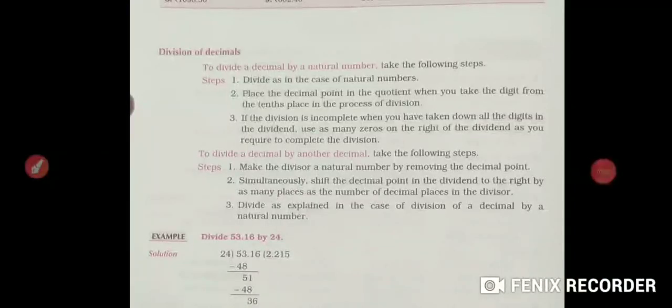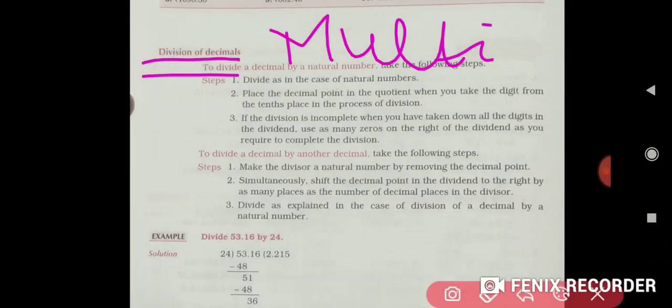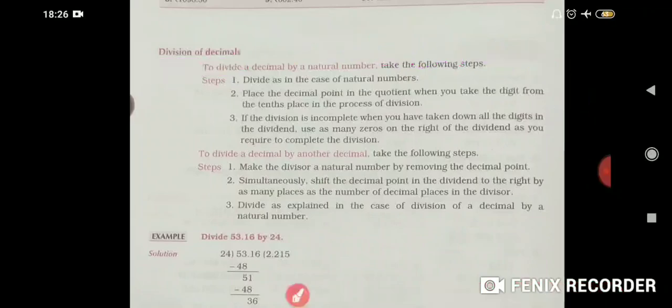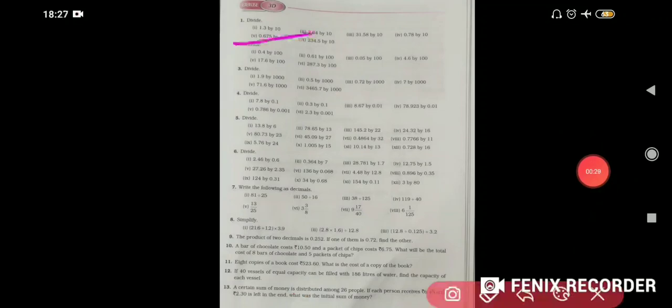Good morning students. Today I am going to teach you about division of decimals, that is, how we can divide decimals. In the previous exercise I taught you about multiplication of decimals, how we can multiply decimals. Today I will teach you how we can divide decimals. So today we are going to do exercise 30. Let's continue the exercise.